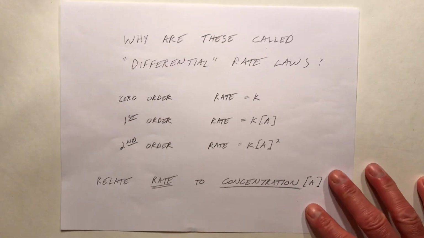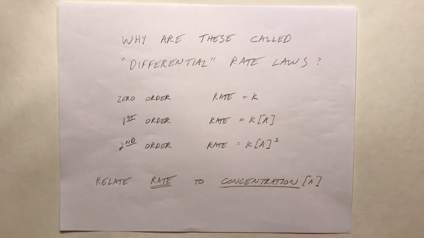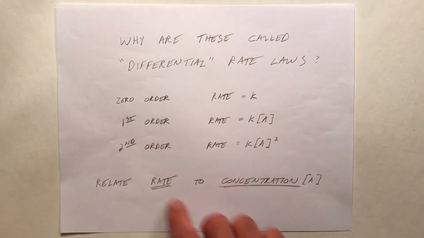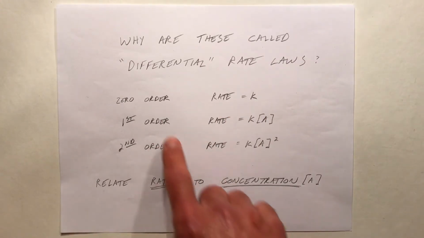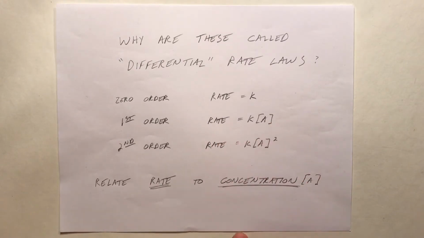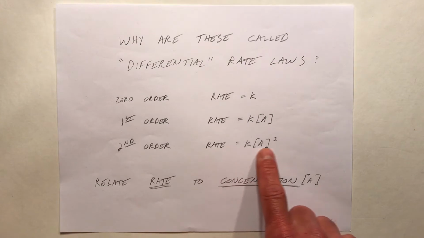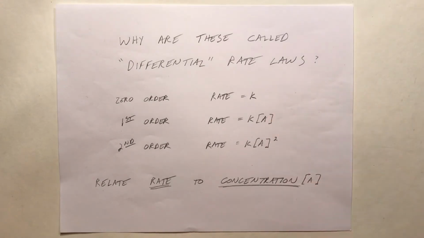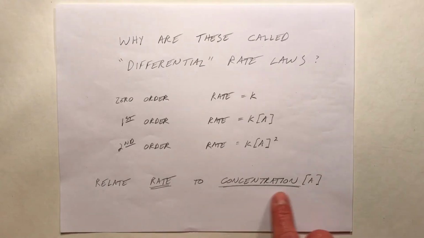So why do we call these differential rate laws? Remember that differential rate laws for zero order reactions say that rate equals K. For first order reactions, the differential rate law is that rate equals K times the concentration of A. And for a second order rate law, rate equals K times the concentration of A squared. And we're assuming we have just a single reactant forming products. We're paying attention to the reactant there. What these all do is they relate rate to concentration.